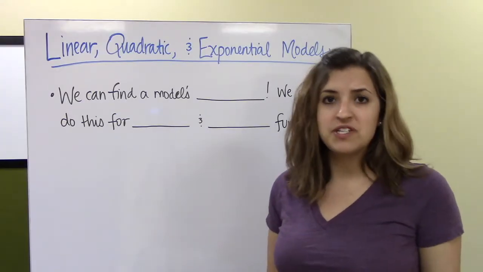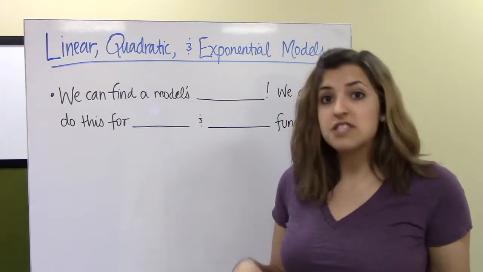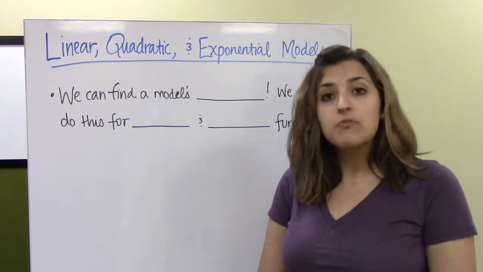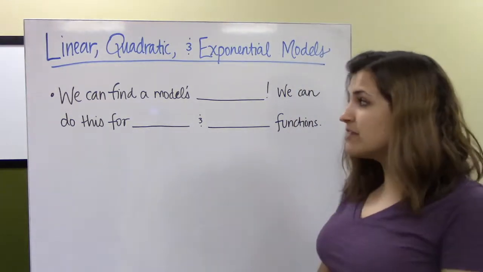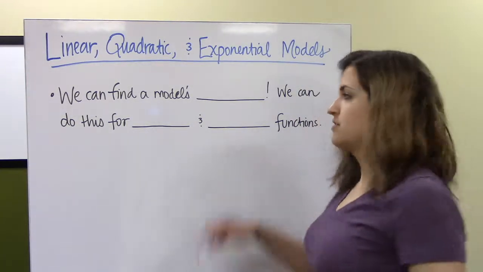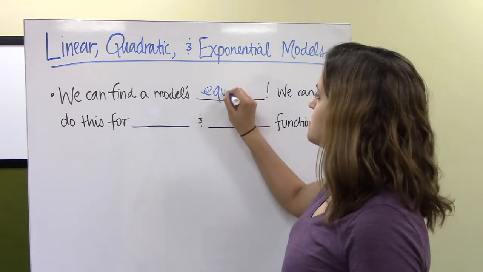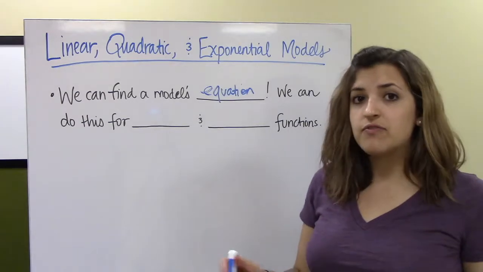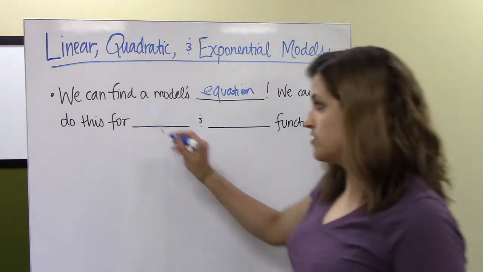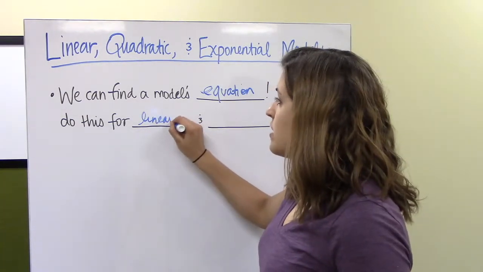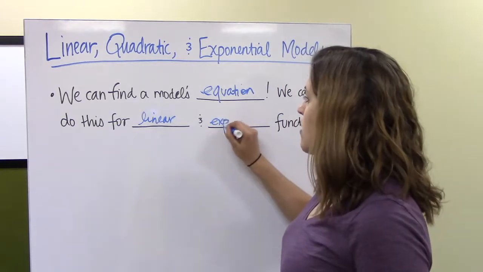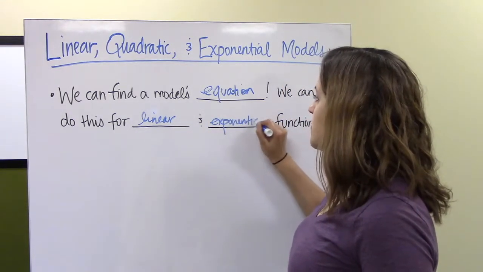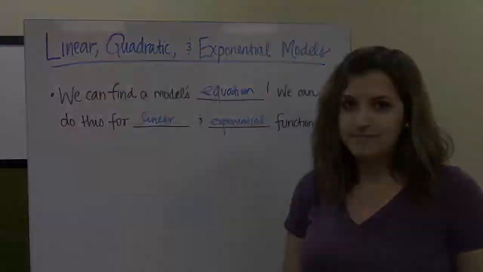So now that we've learned how to identify functions, we can explore our options further. We can do more than just identify functions. We can find a model's equation. So this guy right here is equation. And we can do this for linear and exponential models. We are able to do this for quadratic also, but we're only going to be focusing on linear and exponential.